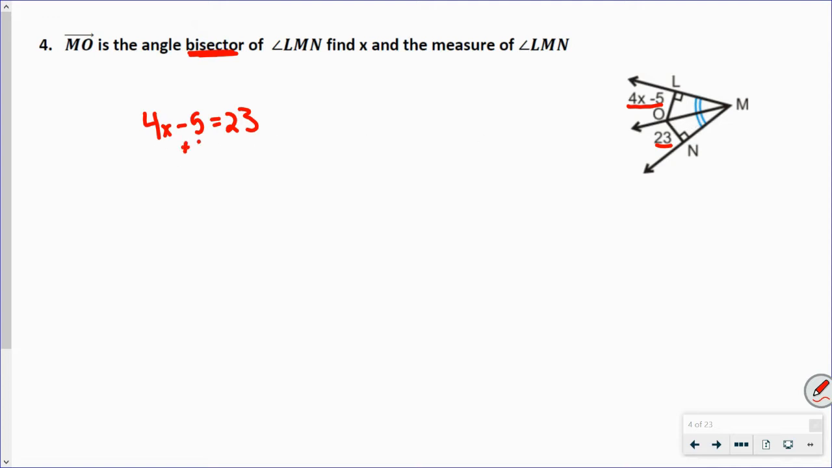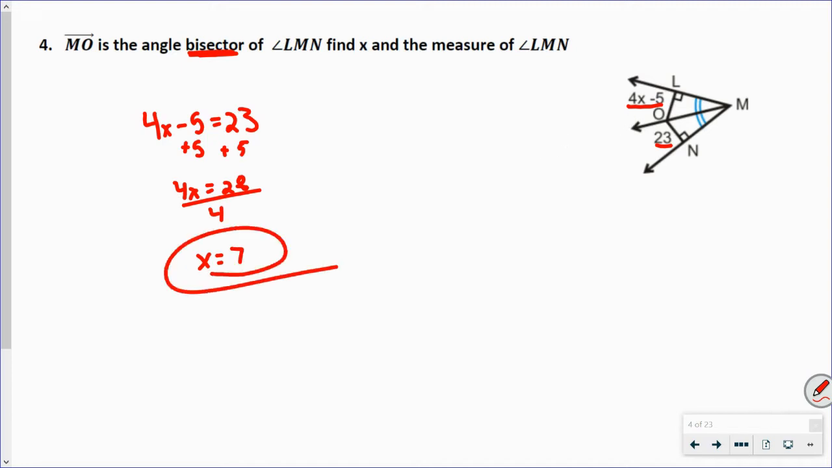So here we're going to add 5. So 4x equals 28. 28 divided by 4 is 7, so we divide both sides by 4. x equals 7. So x is 7.